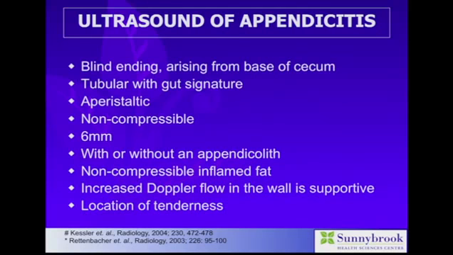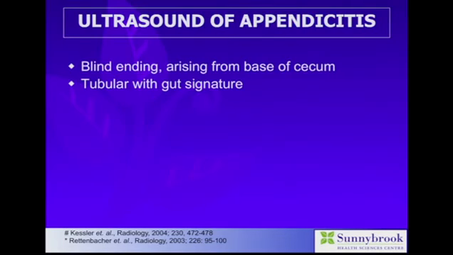So how do we evaluate for appendicitis? Well, the first thing we need to do is find the appendix and ensure that we are in fact scanning the appendix and not another loop of bowel. And in order to do this, we must demonstrate that we are finding a blind ending structure which is arising from the base of the cecum, and this will prevent pitfalls such as a Meckel's diverticulum arising from small bowel. In addition, we must demonstrate that it is tubular with gut signature. The gut signature will help us to differentiate between other pitfalls, including dilated fallopian tubes, dilated ureters, and vessels.